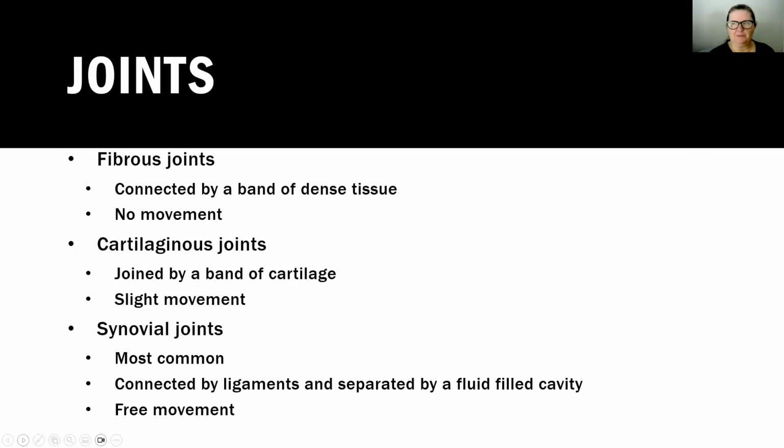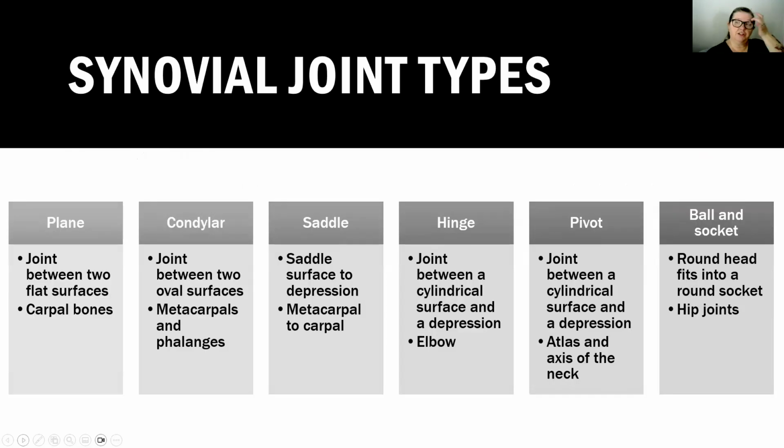Cartilaginous, I have a hard time saying that, joints are joined by a band of cartilage. These have a little bit of slight movement. Not a ton of movement, but slight movement. The most common type of joint in the body is called a synovial joint. They're connected by ligaments. They are separated by a fluid-filled cavity to add some cushion, and they move completely freely. So let's take a look at the different types of synovial joints.